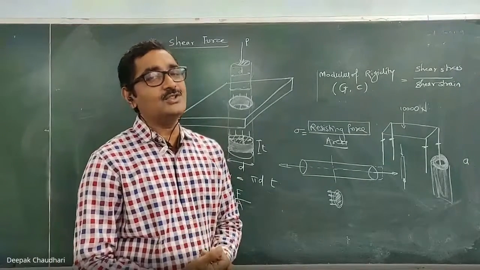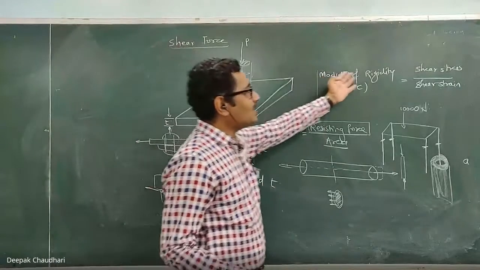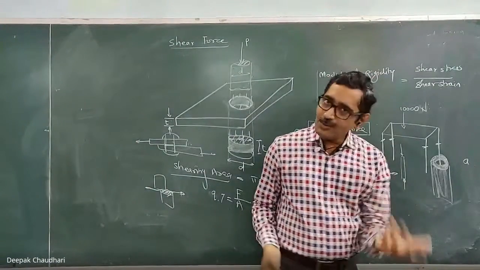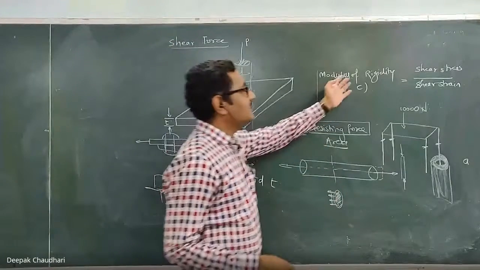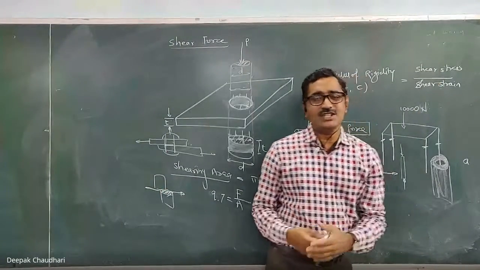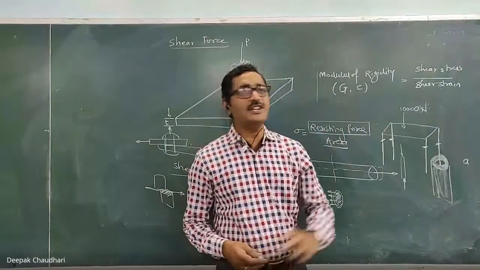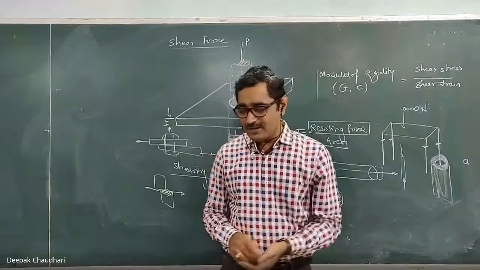Okay, and shear strain is denoted by phi, and the modulus of rigidity is one of the properties of the material. It is given that within the elastic limit, the ratio of shear stress to the shear strain is known as the modulus of rigidity, which is denoted by G or C.